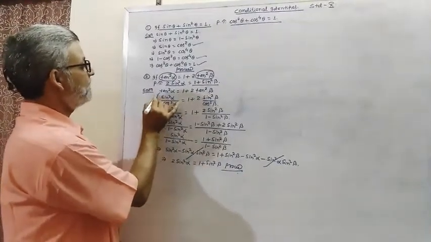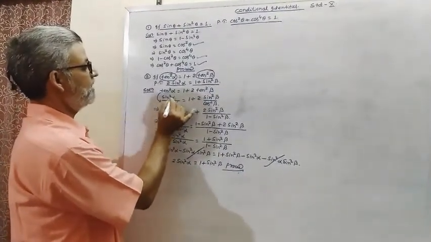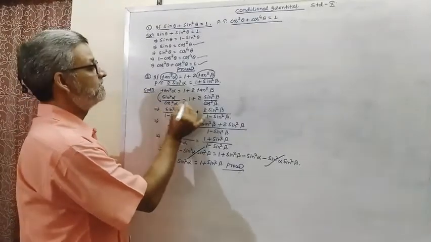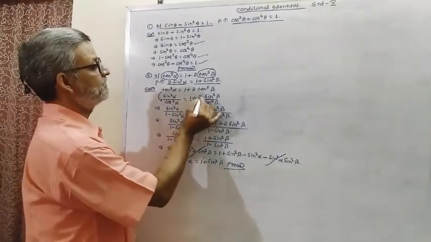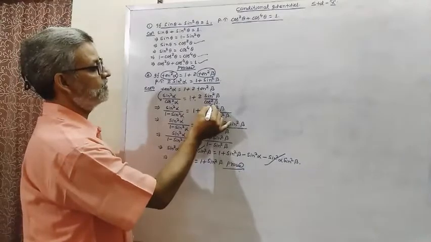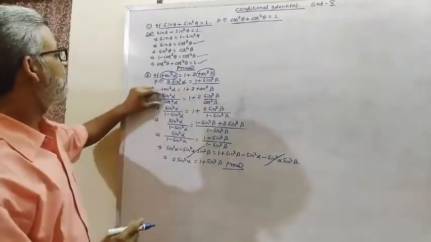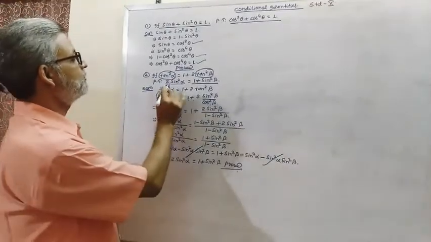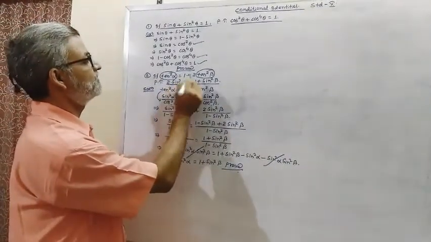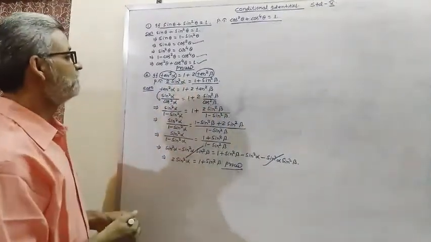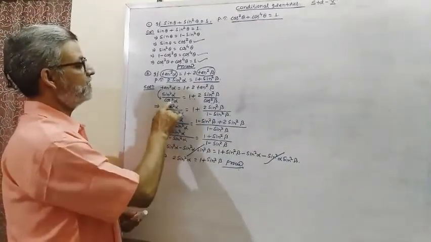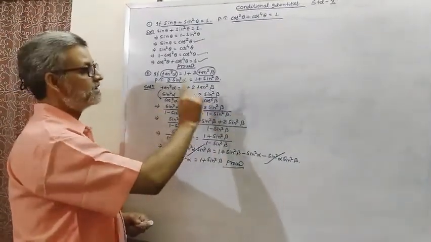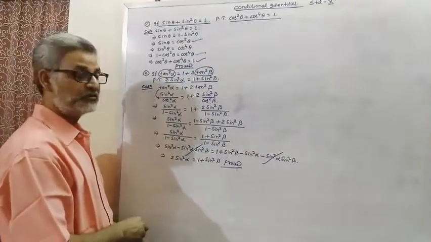So tan square alpha can be written as sin square alpha by cos square alpha, which is equal to 1 plus 2 sin square beta by cos square beta. Now here we get the relation between sin square and cos square. But the question is given to prove in terms of sin only. It means both cos square alpha and cos square beta must be converted into terms of sin square.